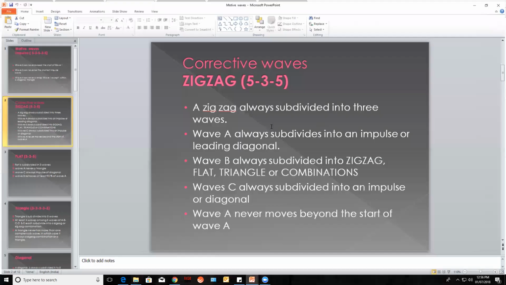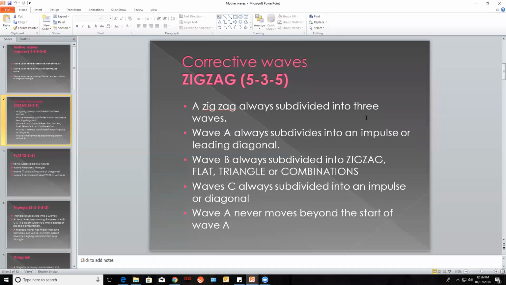That is, a zigzag wave is subdivided into 3 waves. Wave A is always subdivided into an impulse or diagonal. Wave B is always subdivided into a zigzag, flat or triangle. Wave C is always subdivided into an impulse or diagonal. Wave B never moves beyond the start of wave A. Getting my point? Now if it is clear, we will go for flat correction.